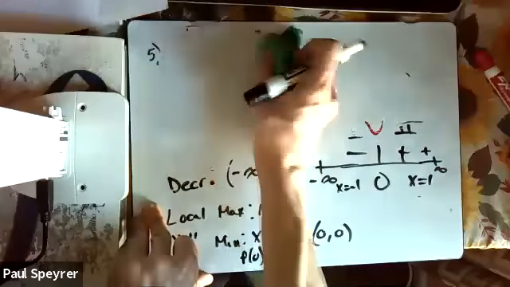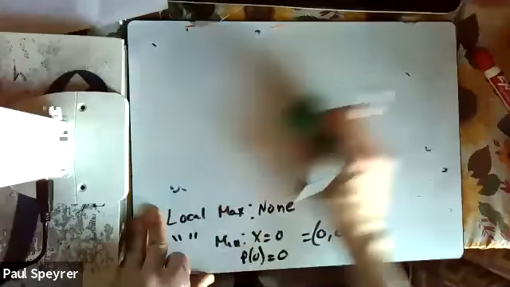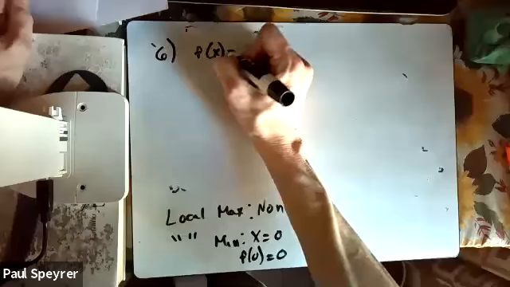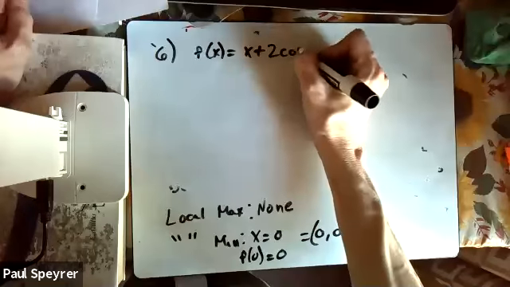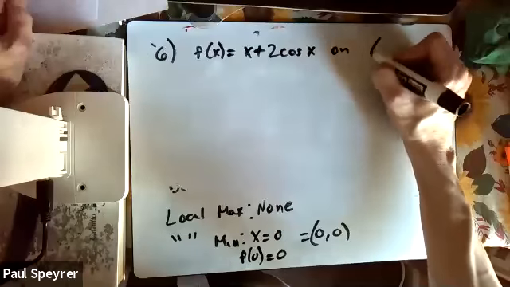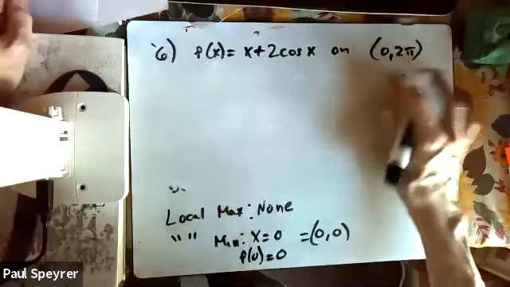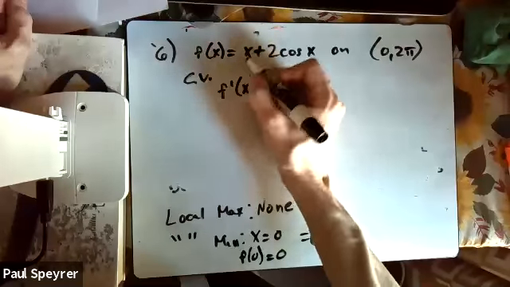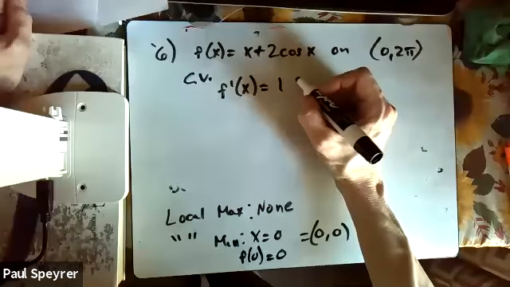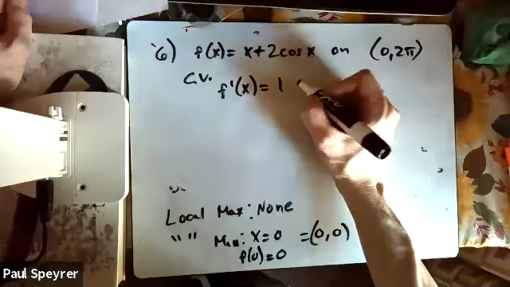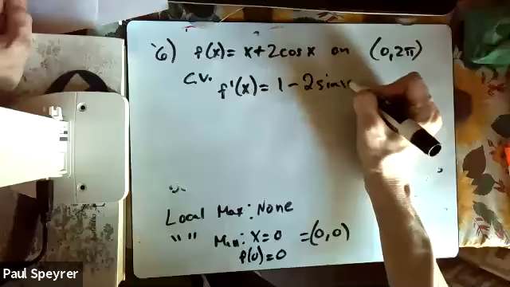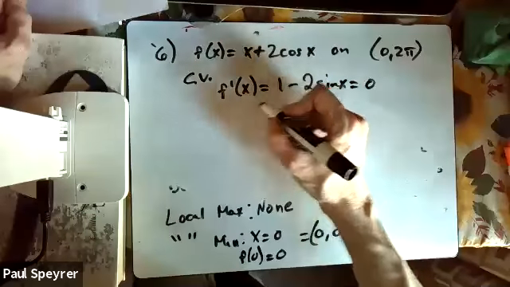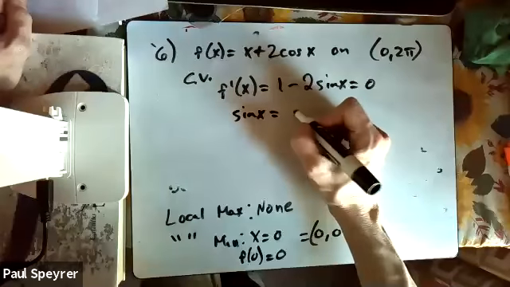Now let's do the last one, the trig one. So again, critical values, what do you got to do? You got to find that derivative and set it to 0. What's the derivative of this equation? 1. What's the derivative of cosine? It's negative sine. So we're going to have 1 minus 2 sine of x equals 0. If we solve this for sine, right, we get sine of x equals 1/2.